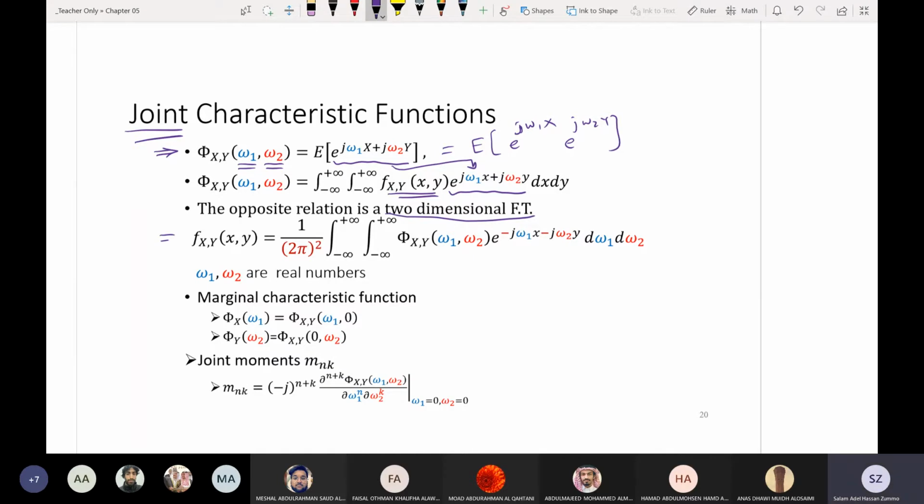Now the opposite: if I want to find the joint PDF, I take the inverse of that, where basically I integrate the joint characteristic function multiplied by the joint exponential, e to minus j omega 1 x minus j omega 2 y. Okay?